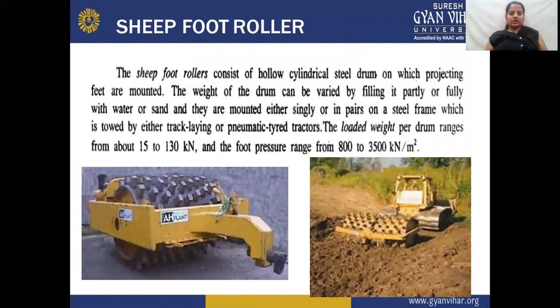Okay, let's talk about sheep foot rollers. Sheep foot rollers consist of a hollow cylindrical steel drum on which projecting feet are mounted. The weight of the drum can be varied by filling it partially or fully with water or sand. They are mounted either singly or in pairs on a steel frame and towed by either track laying or pneumatic tired tractors. The load weight per drum ranges from 15 to 130 kilonewton, and the foot pressure ranges from 800 to 350 kilonewton per meter square.